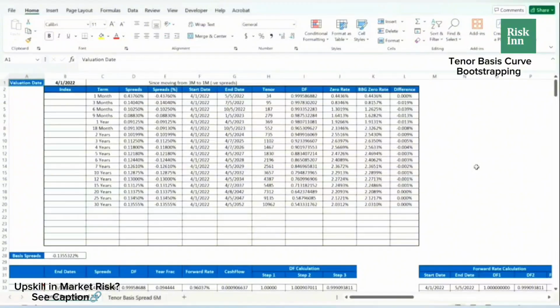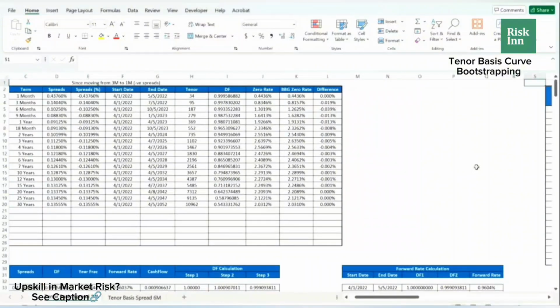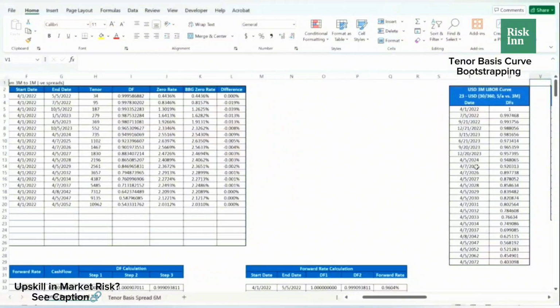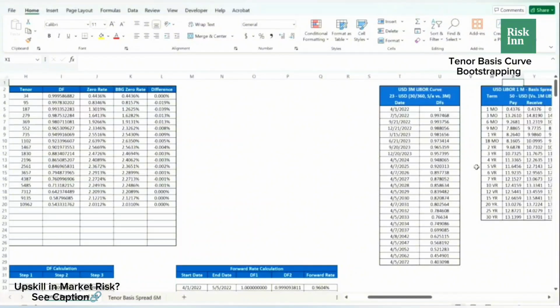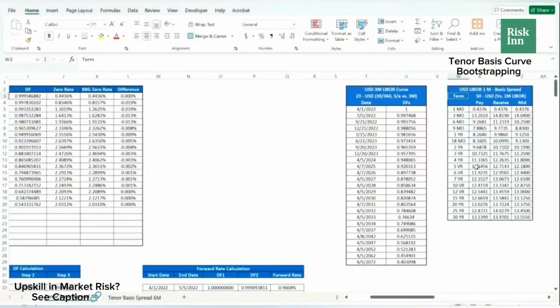The construction of the tenor basis curve relies on two key market inputs. The first is the base curve, which is the USD 3-month curve, which you see here in column P and column U. This curve is as of the valuation date of 1st April 2022. These curves provide future dates in column T and their corresponding discount factors in column U.